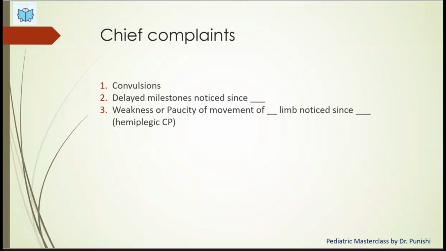And although not very common, a third complaint could be weakness or paucity of movements of, say, the right limb or the right side of the body, noticed since what age? So, affection of one side of the body in a case of cerebral palsy can happen in a hemiplegic CP, although it is not very common, but that could also be a set of chief complaints that the patient is presenting with. Okay, so like we saw, chief complaints in this case are convulsions and delayed milestones. So let's look at how you take a detailed history of the presenting illness when it comes to these two chief complaints.